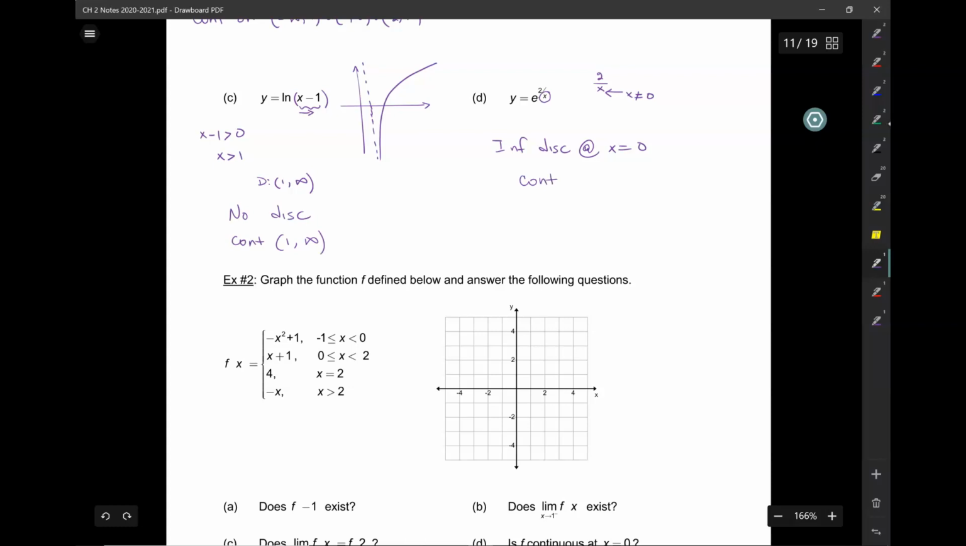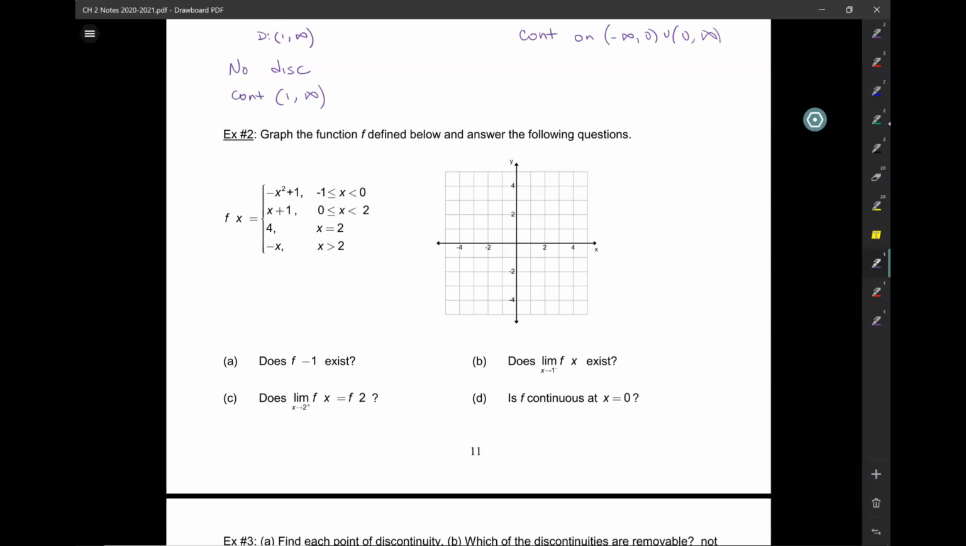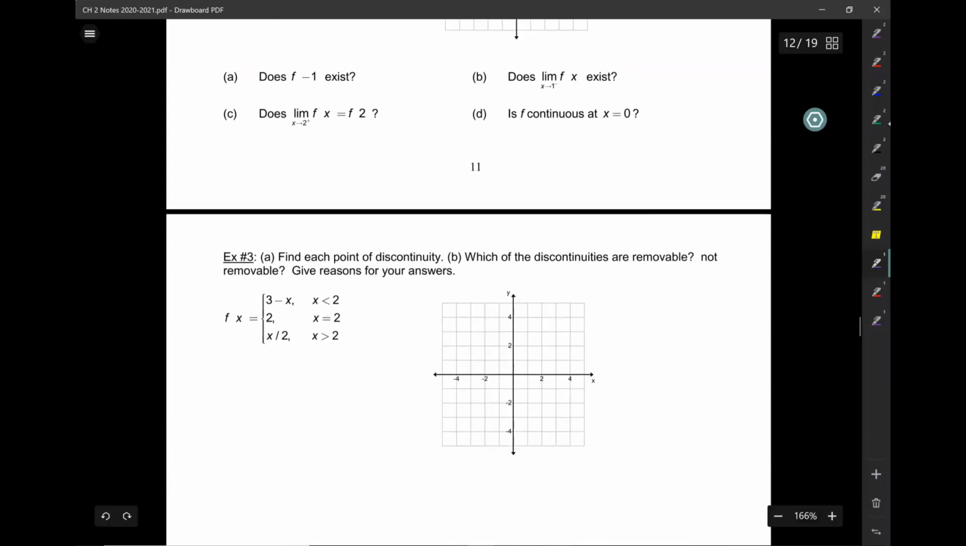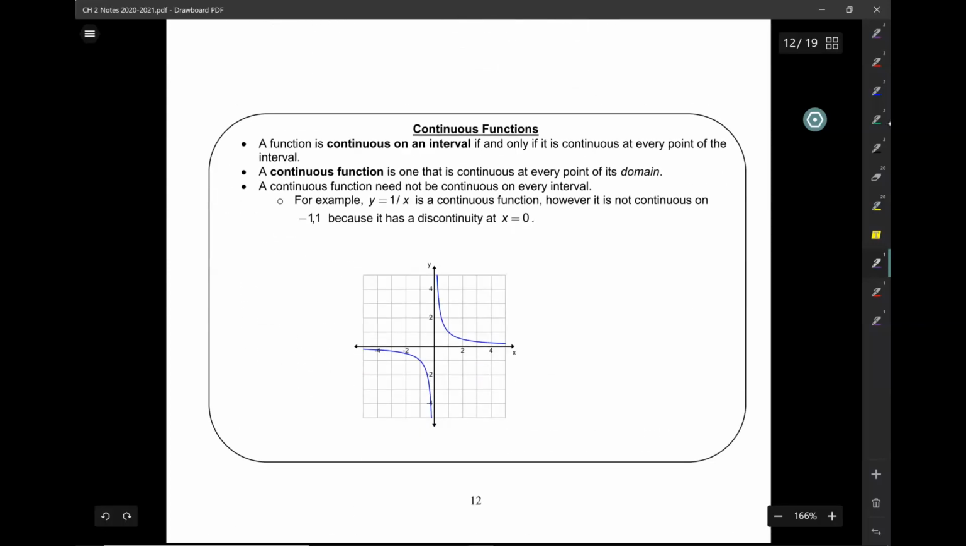So this is continuous on negative infinity to 0 and here. All right. So we're going to skip over example 2 and 3 because the same exact ones are in the summer packet. But if we go to here to how a continuous function is defined, something is continuous on an interval if it's continuous at every point on the interval. So now the string of words continuous function means a function which is continuous everywhere on its domain.